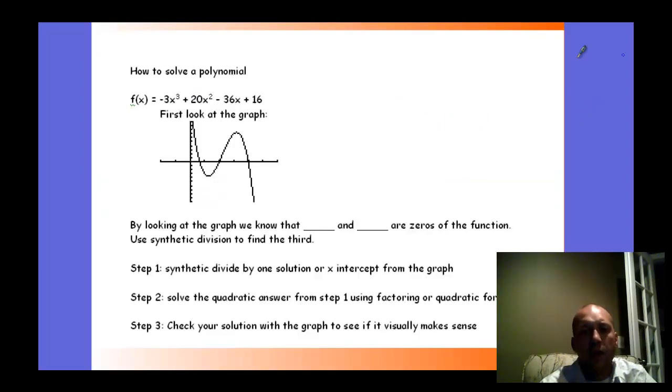We already did that problem. What we're going to do is look at how to solve it. So we can use the graph to help us solve it. So when we look at the graph of this polynomial, we're trying to solve it, which means we're trying to find these x-intercepts.